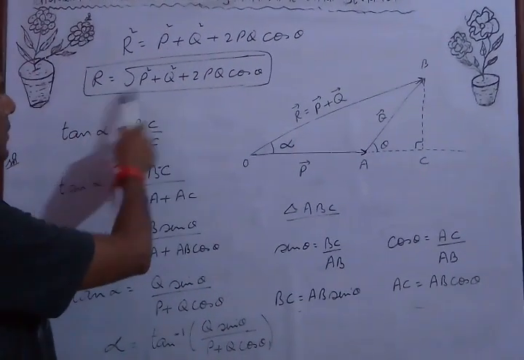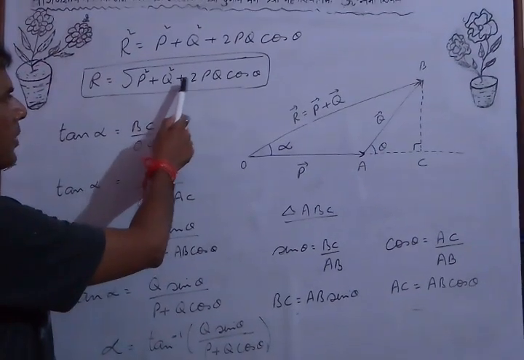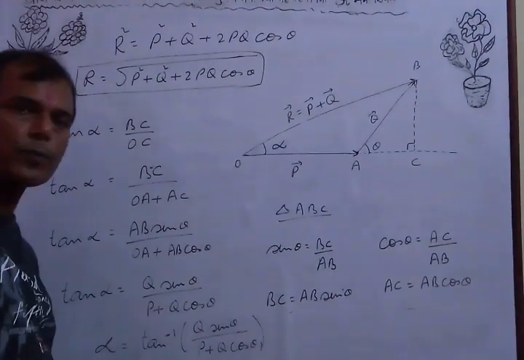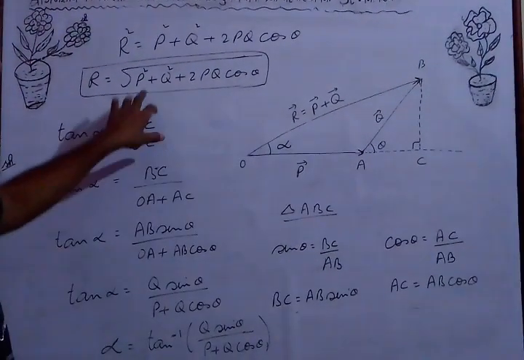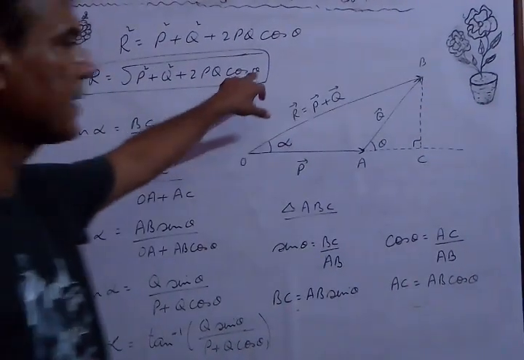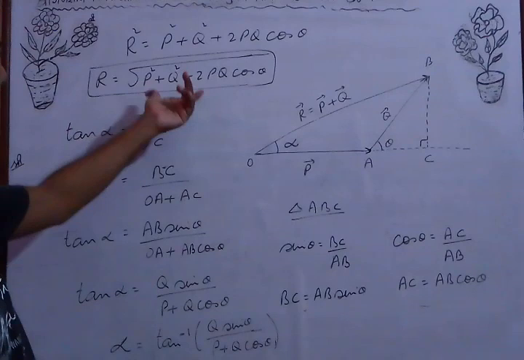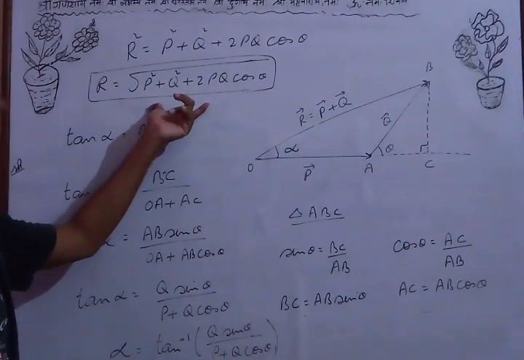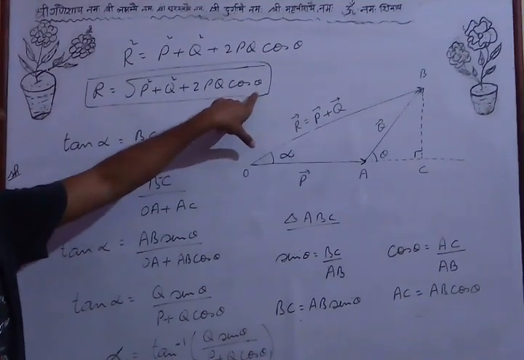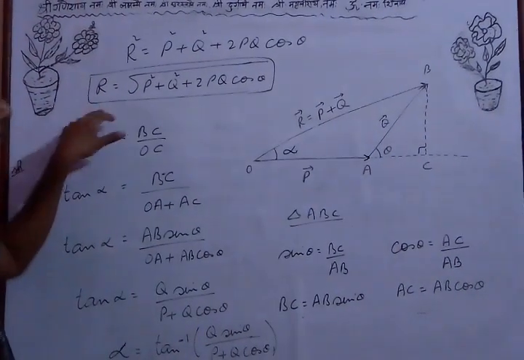So R is equal to the square root of P square plus Q square plus 2PQ cos theta. This is the formula to find the resultant of two vectors where the angle between them is theta. This theta is the angle between both the vectors P and Q. So by using this formula you can find the resultant of two vectors where the angle between them is theta degrees. So this gives you the magnitude.